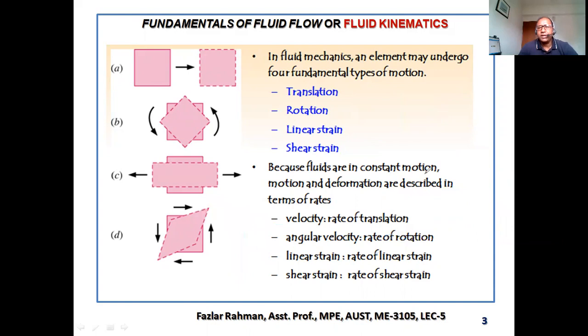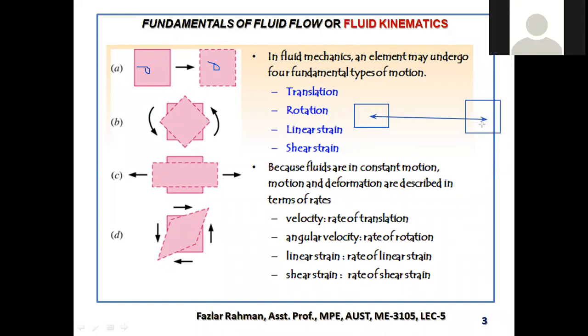They say because fluids are in constant motion, motion and deformation are described in terms of rate. Now, in every case, fluid is moving from one point to another point, so obviously it takes some time, right? So a fluid particle is right over here, after 2 seconds, for example, coming right over here. So how much distance is it traveling? It's traveling from CG to CG, this much distance, within 2 seconds. But it might be milliseconds. So you can figure out the rate, that means total displacement or distance traveled by the fluid element divided by the time. So you will get velocity, right?